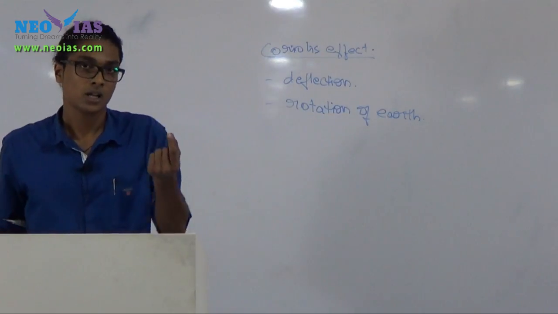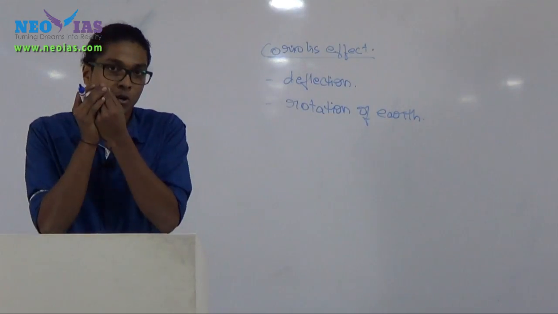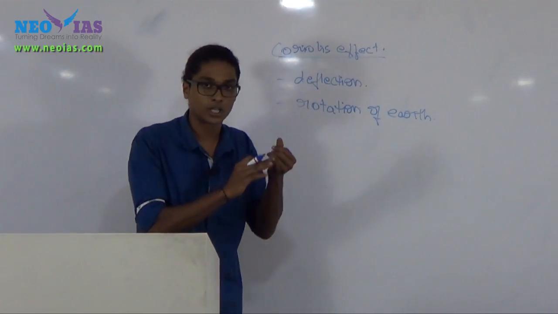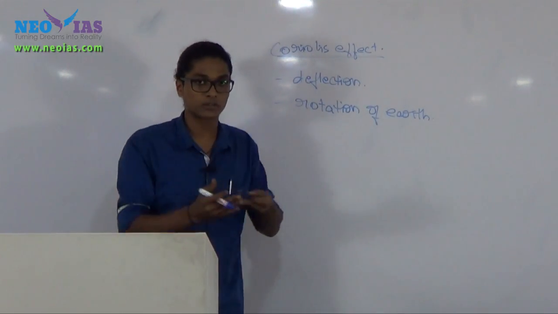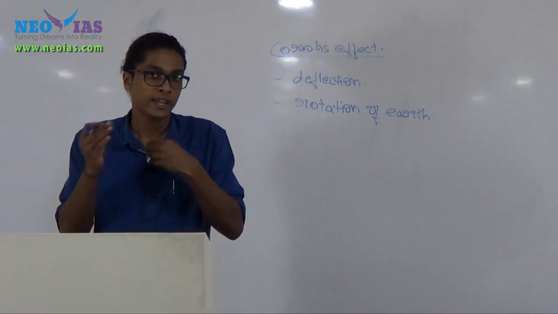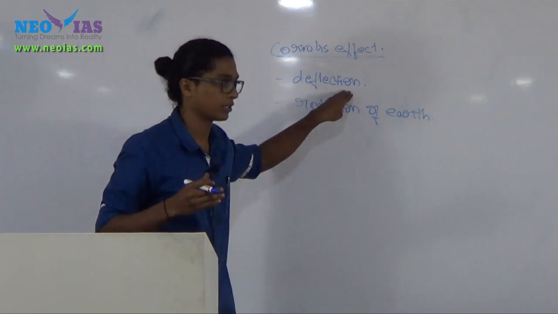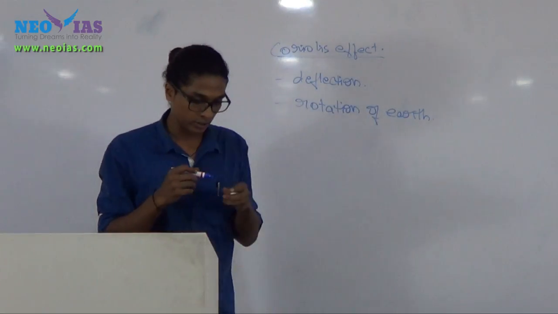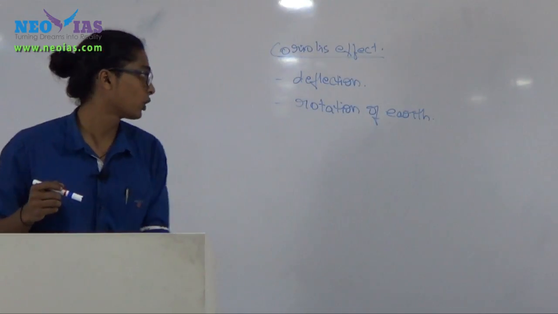See, you shouldn't be confused. The Coriolis effect is only due to the rotation of the earth. Say, revolution or gravitational effect or distribution of the landmass, none of these things influence or result in the deflection. The deflection is only because of the rotation of the earth, and I will show you how the deflection is caused because of the rotation of the earth.